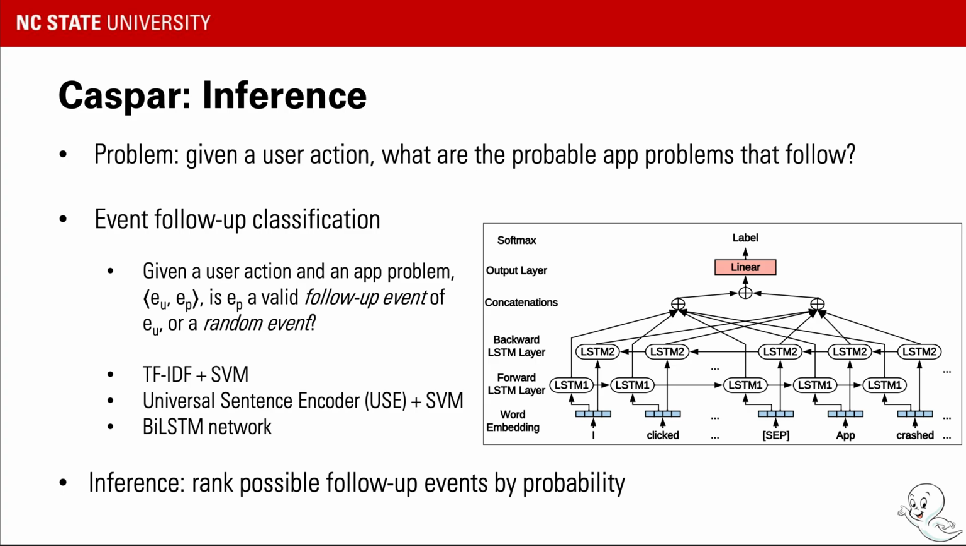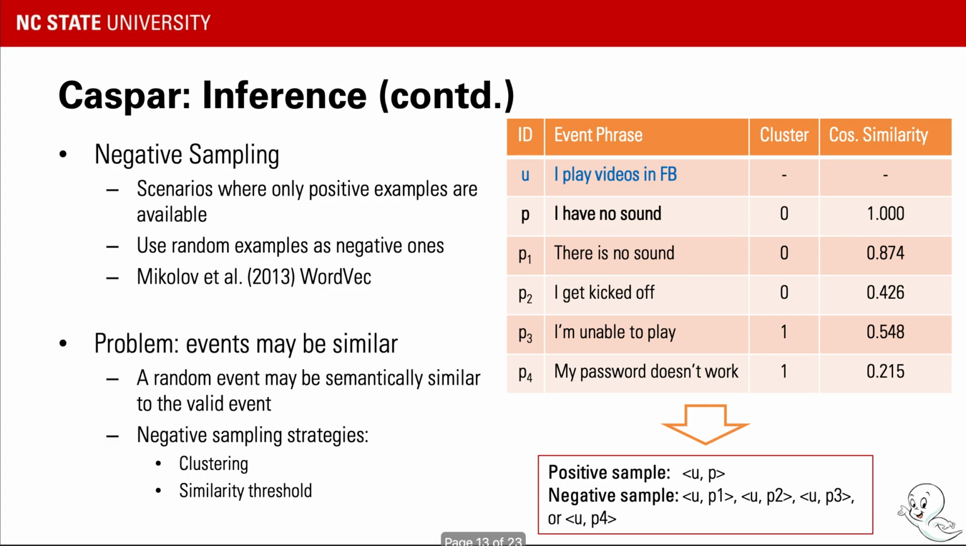To better understand the relationship between user actions and app problems, Caspar includes an experimental component for event inference. The problem is, given a user action, what are the probable app problems that follow it? We frame this problem as a classification problem. Given a user action and an app problem, is the latter a valid follow-up event to the former? We propose three baselines for this classification problem and compare the results. For event inference, we can rank all possible app problems by their probabilities as follow-ups and return the higher ranked ones. Since we only have positive data to train such a classifier, we use negative sampling, which is simply to use random events as negative data. Please refer to our paper for details.